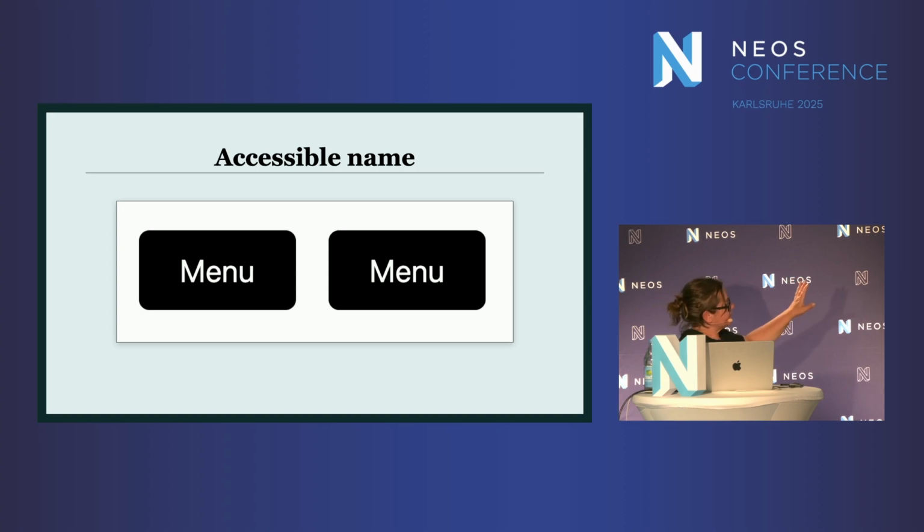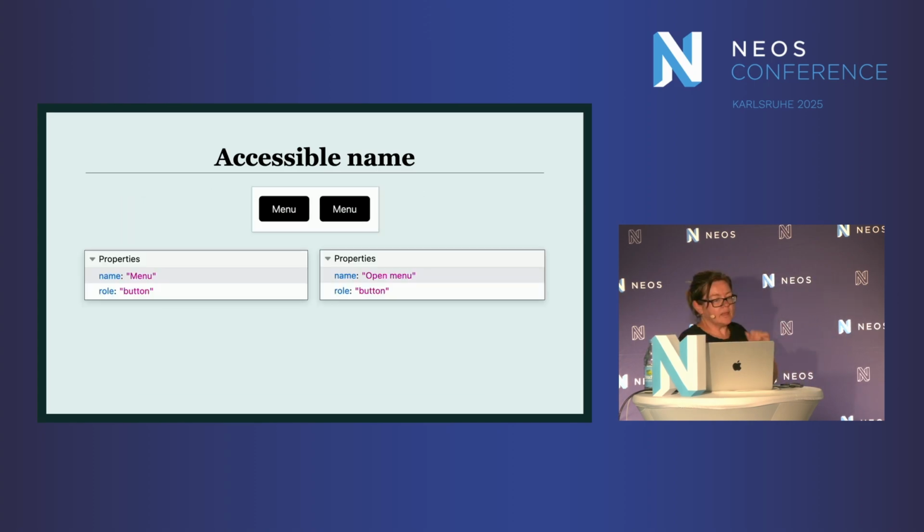Consider these two buttons. They both have the visible text menu, but their names are different. Here we can see the properties. By the way, that's a screenshot of the developer tools, and there the accessibility panel. That's a bit different where to find them, but all of the major browsers have that. And here we can read the accessible name. On the left-hand side, the name is menu. On the right-hand side, the name is open menu. So they have different names. Both are a button. How does that happen?